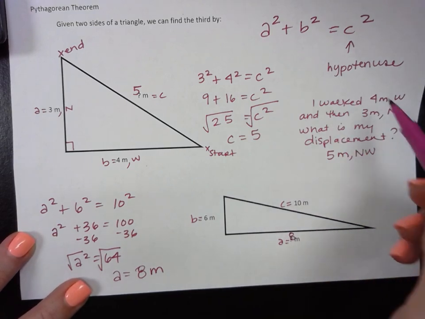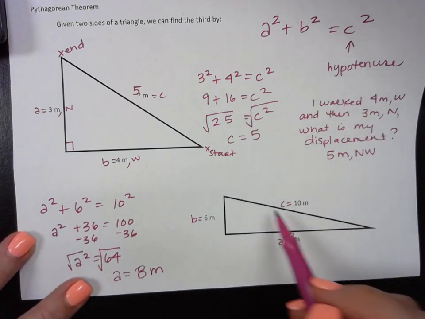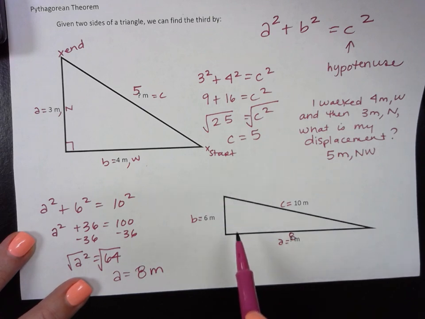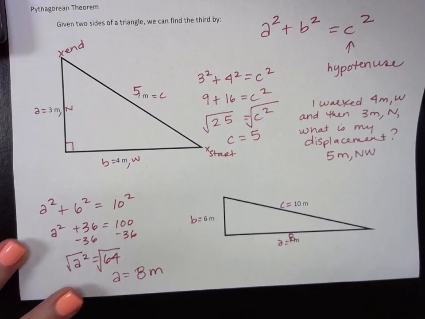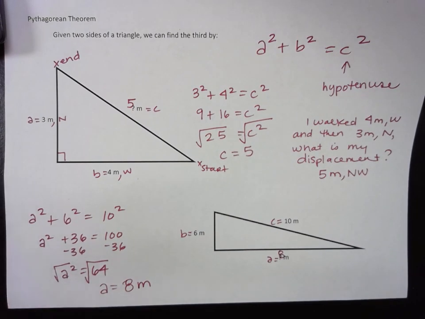And again, it could be set up in a problem like this, where we know the displacement, we know how far they walked in one direction, and we want to figure out how far they walked in the opposite direction. Okay? All right, that's a little bit on the Pythagorean theorem.